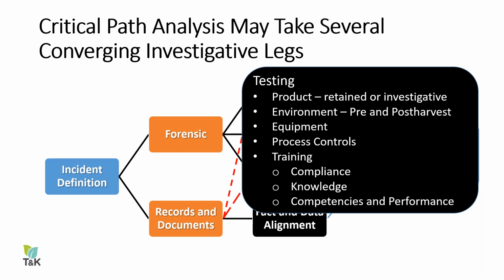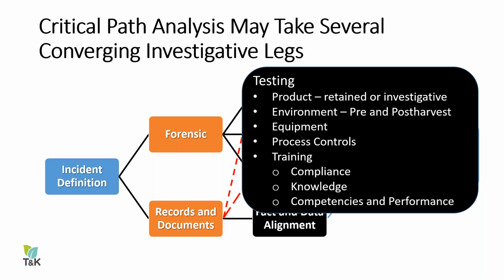And again, as I said, they could really trigger different types of testing. It may be testing on product, if you happen to have retained it, or even if it was retained in a consumer's home, that would be more a regulatory activity. But investigative product testing may implicate a product that's still in the field, still in a cooler or someplace else. And then it may engage in environmental testing, looking for evidence of the specific pathogen in a specific implicated environment, either pre or post harvest. And equipment, evaluating process controls.